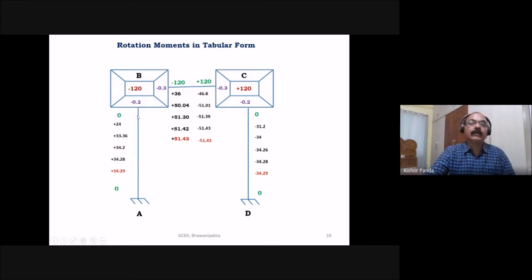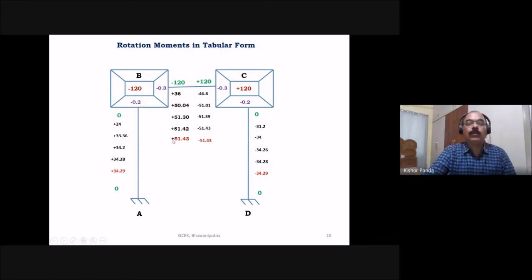Again you go for the next cycle, the fifth cycle. In the fifth cycle you got the value M dash BA is equal to 34.29 and M dash BC is equal to plus 51.43, M dash CB is equal to minus 51.43 and M dash CD is equal to minus 34.29. So here you compare the fourth and fifth cycle. There is a very small difference: 34.28, 34.29, and here 51.42, 51.43, and here minus 51.43, minus 51.43, there is no difference, and here also very little difference. Then you stop the iteration process.